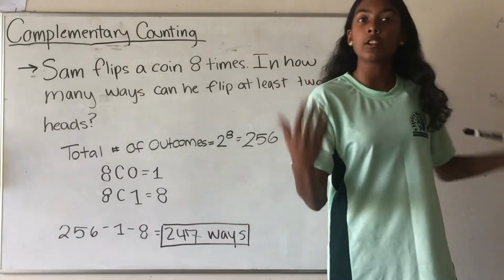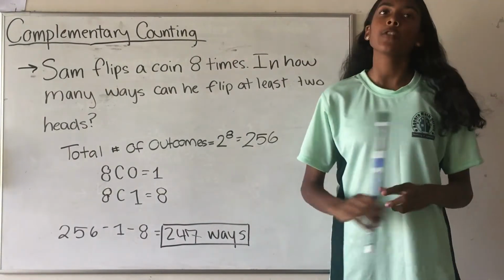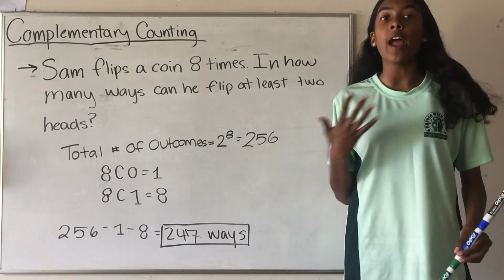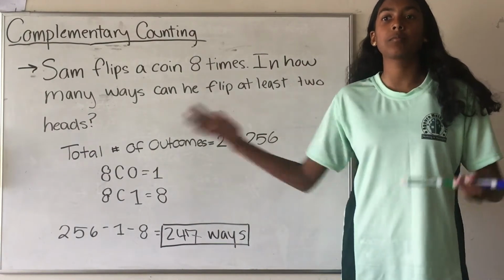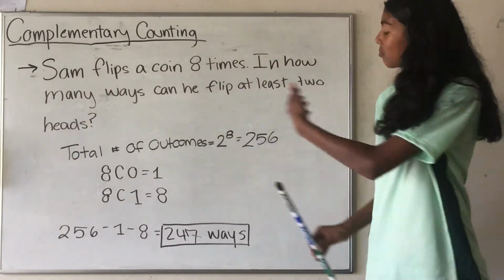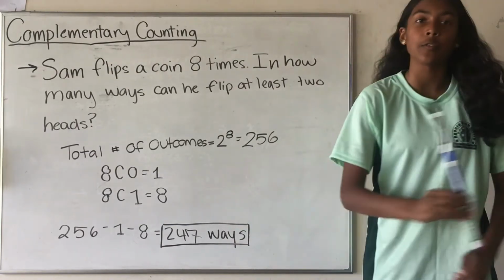So first, let's find the total number of outcomes. For each flip that he does, he can either get heads or tails, meaning there are 2 ways for every one of the 8 coins that he flips, meaning there are 2 to the 8th total outcomes, which is equal to 256.